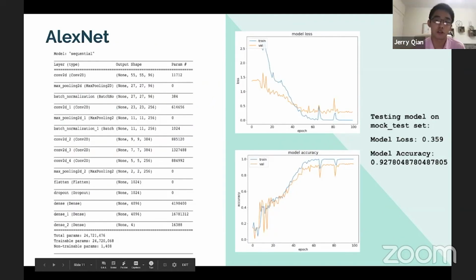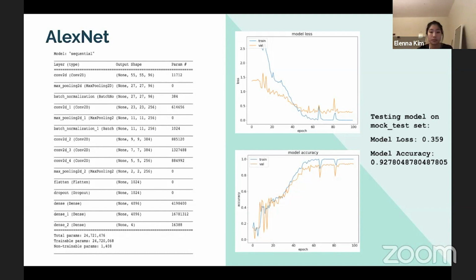So another architecture that we tried out was called AlexNet. So to the right are 2 diagrams showing the model's loss and the model's accuracy. And in general, we want to minimize loss and we want to maximize accuracy.